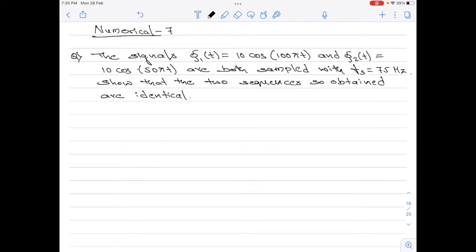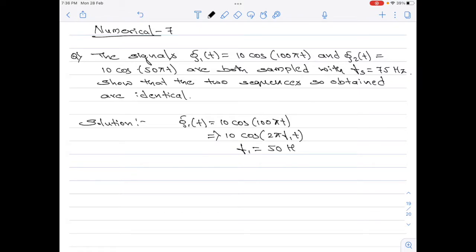Note that we have two signals g1(t) and g2(t) which are sampled at Fs = 75 Hz. The question is to show that the sampled signal sequences are exactly the same. Let us start with the solution here. I'll start with the first signal, g1(t) = 10 cos 100 pi t. So, this is equivalent to 10 cos 2 pi f1 t. Therefore, f1 is equal to 50 Hz.